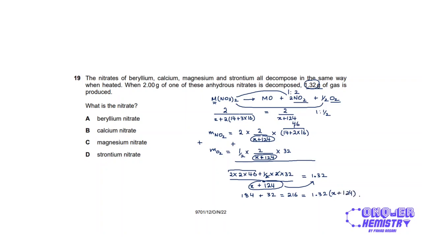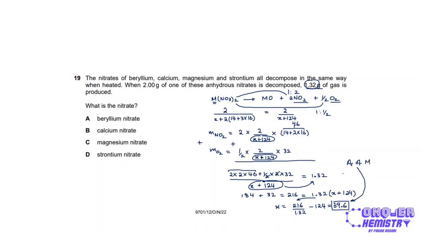All right. Now, once I do this, I need to make x the subject. So x is going to be 216. I will take this 1.32 to this side, so this will be divided by 1.32. And from all of this, I will subtract 124. And that gives me 39.6. This over here, once again, is the AR of that unknown group 2 metal M.